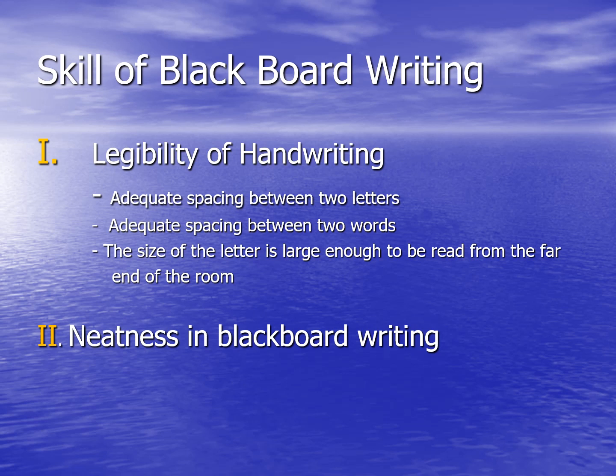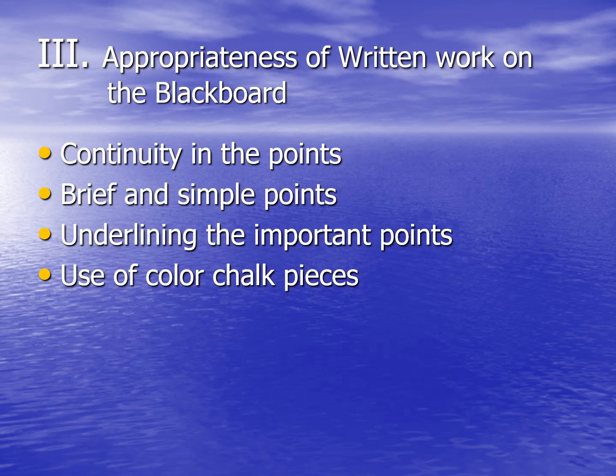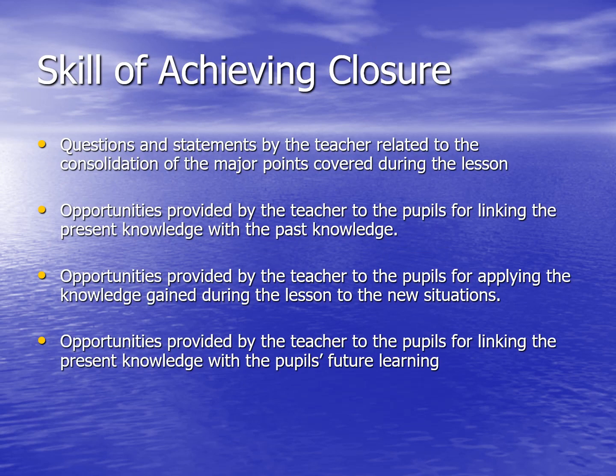Another thing is you have to maintain neatness in blackboard writing. That is a main important aspect of blackboard writing skills. Then there is the appropriateness of what you write on the blackboard. First, remember the continuity in points: the main points, then sub points, in that continuation. Brief and simple points should be written on the board. Sometimes you should underline years, dates of birth, or any important dates or points. And if possible, use colored chalk to highlight the main points.